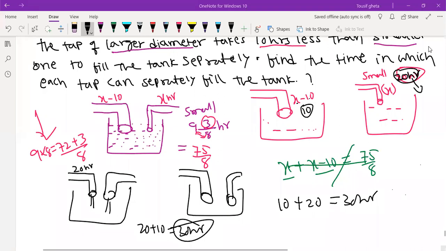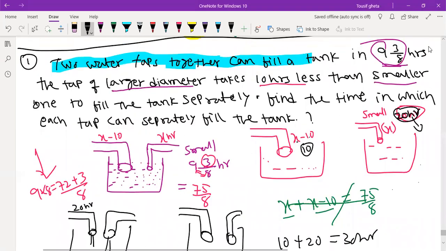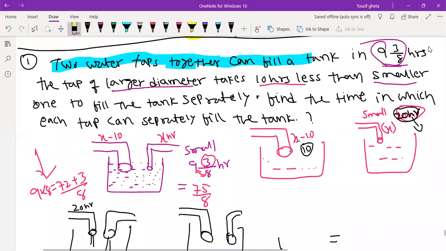First thing, if you do not understand the concept, then you will run behind the answers. Concept is very important. If you want the answer directly, no problem. No need to explain the concept and all. Directly I can go with the answers.